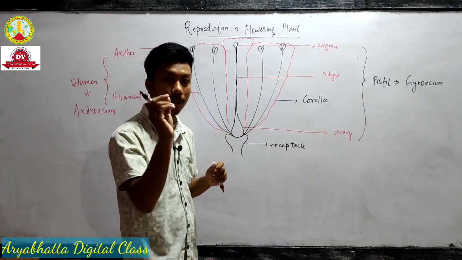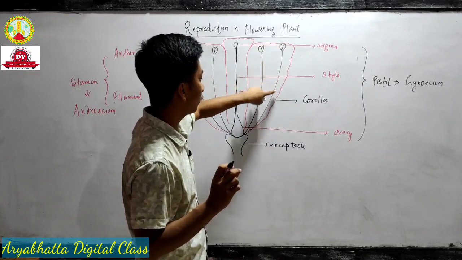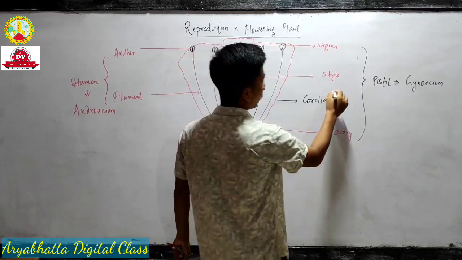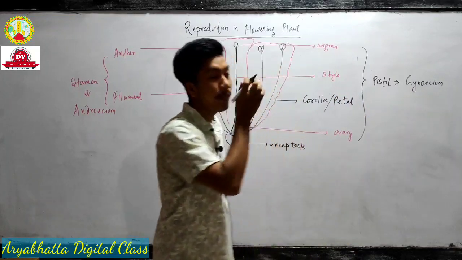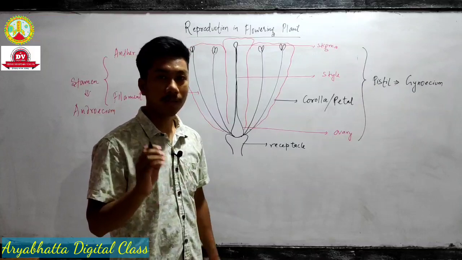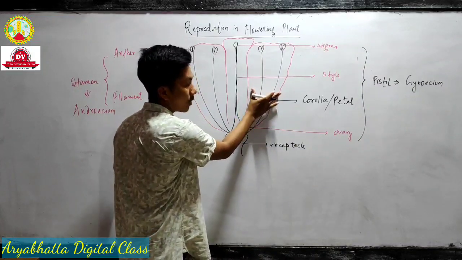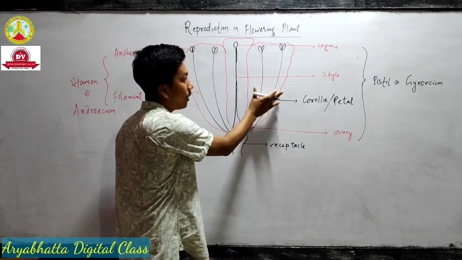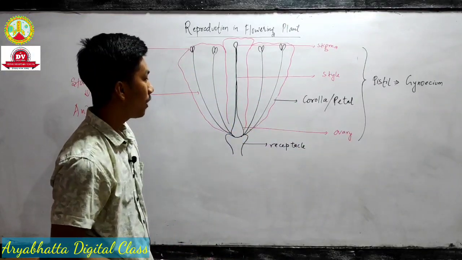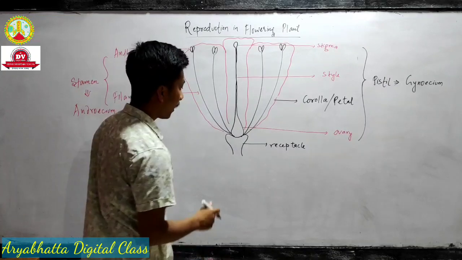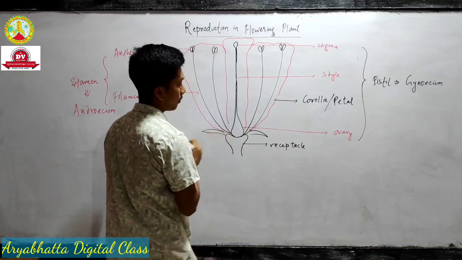But if we consider one structure, suppose I consider this one structure, we call it a petal. Petal and corolla, it's the same thing, don't get confused. If I consider only one structure, we call it a petal. Together we call it a corolla. That's it.